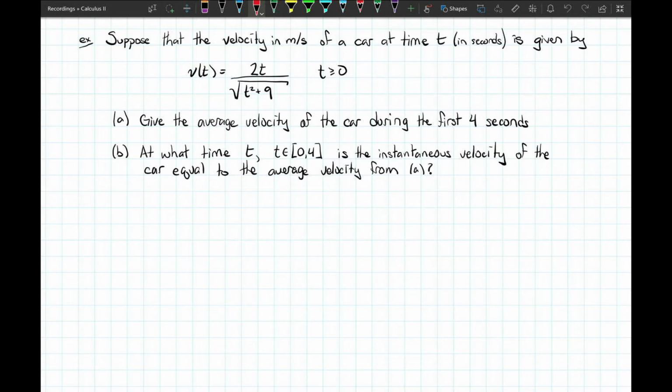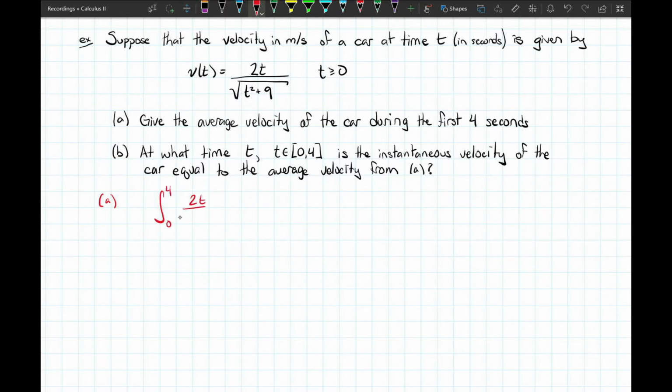Let's see if we can find the average value of this function, which would give us average velocity. Let's do that over the first 4 seconds. But then let's apply that mean value theorem for integrals and see at what time during this first 4 seconds would the instantaneous velocity equal that average from part A. Well, to calculate the average velocity, we would look at the average value of this function from 0 to 4.